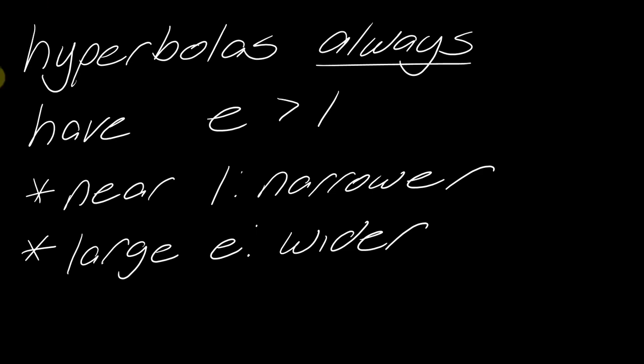But the closer the eccentricity is to 1, the narrower the graph will be, versus if you have a really large e, say like 70 or something, you're going to have a super wide hyperbola. So just a couple of exercises to drive this home.